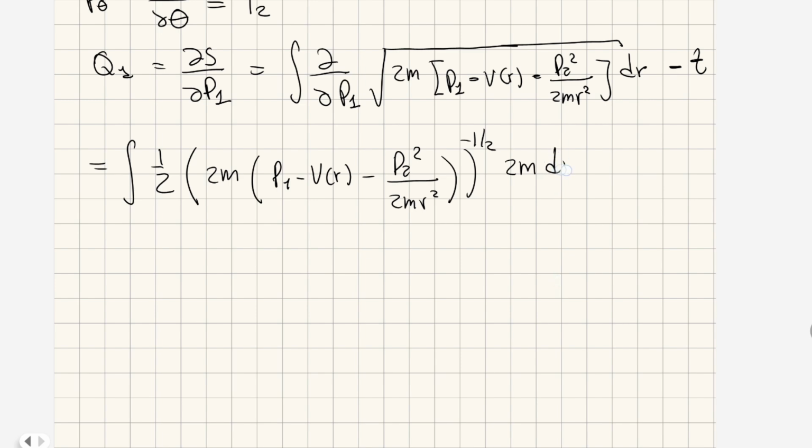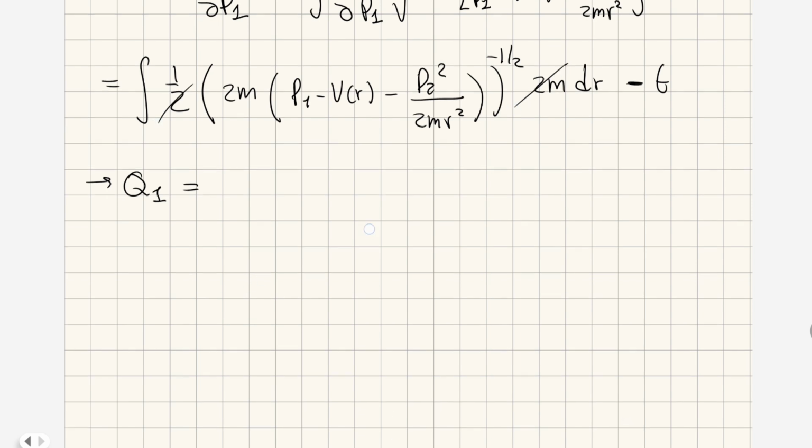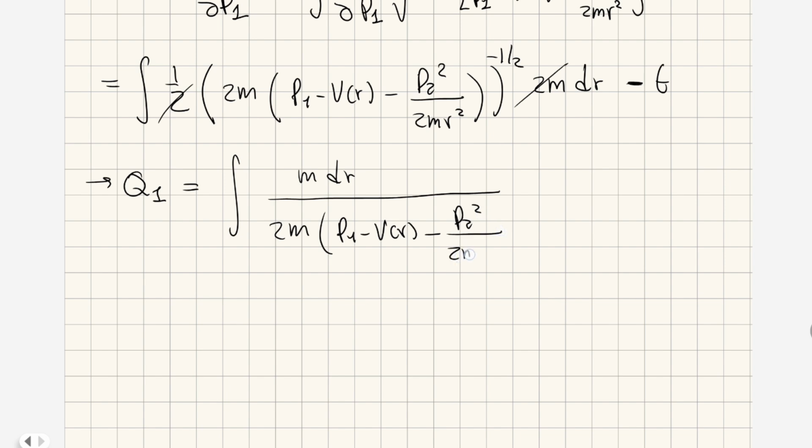And we have a dr here, and then minus t. So that means that Q1 is going to be equal to, what are we going to get? Well, we can cancel these 2's to get the integral of m dr dividing 2m that multiplies p1 minus b of r minus p2 squared, 2mr squared here, and this all is raised to the 1/2. And then minus t, of course. So with this we get Q1.